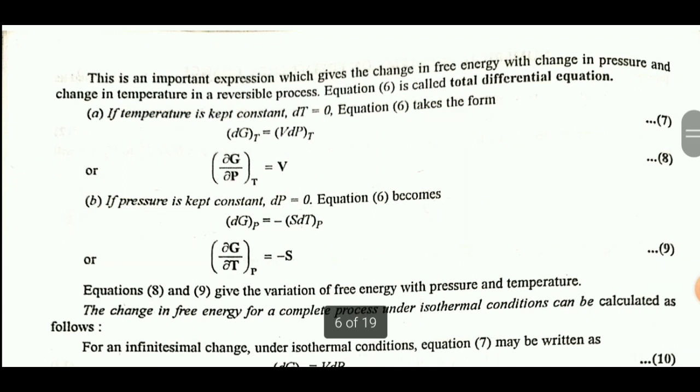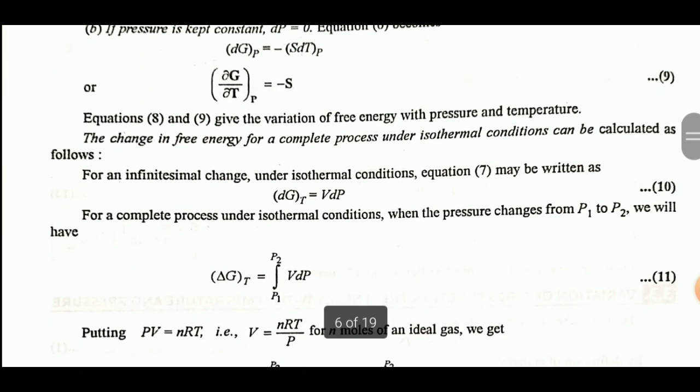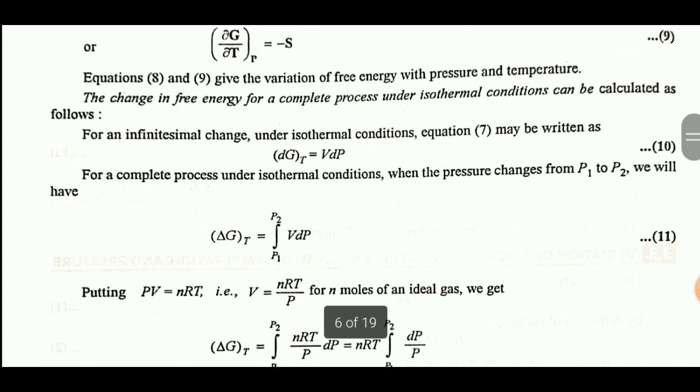This is an important expression which gives the change in free energy with change in pressure and temperature in a reversible process. Equation 6 is called the total differential equation. A. If temperature is kept constant, dT = 0. Equation 6 takes the form dG at constant T = VdP at constant T. B. If pressure is kept constant, dP = 0. Equation 6 becomes dG at constant P = -S dT at constant P. Equations 8 and 9 give the variation of free energy with pressure and temperature.